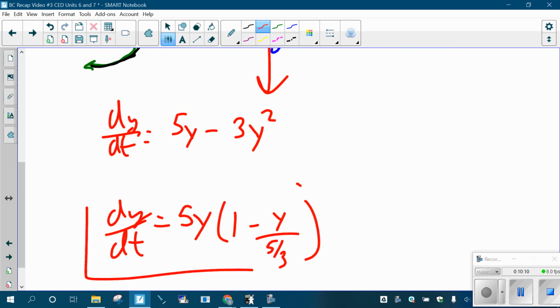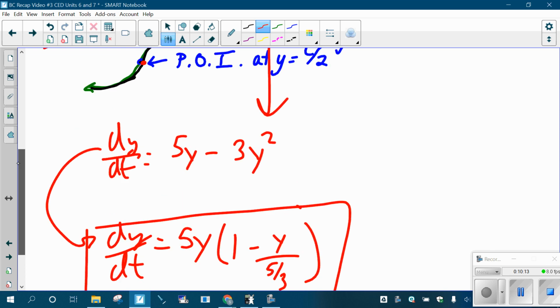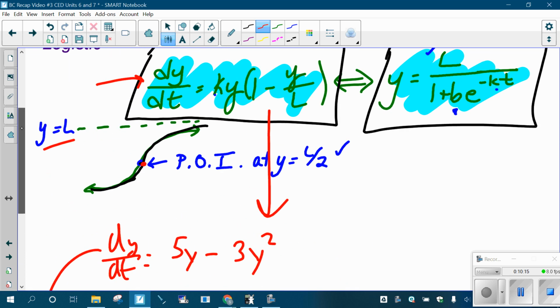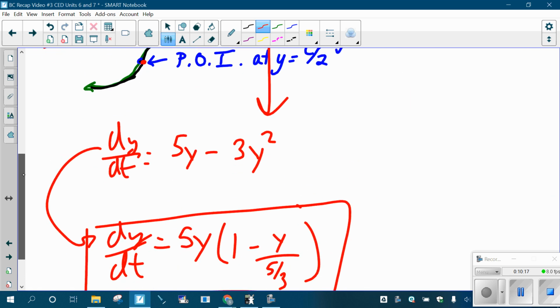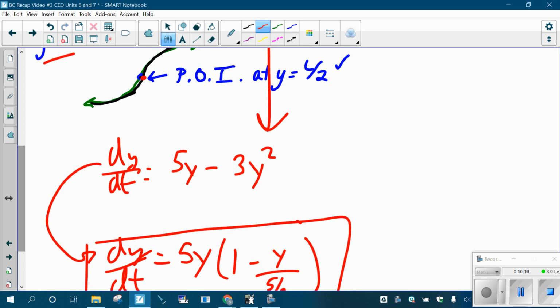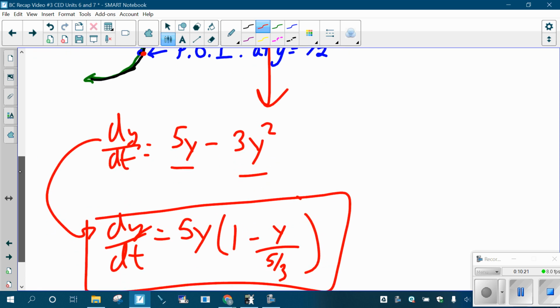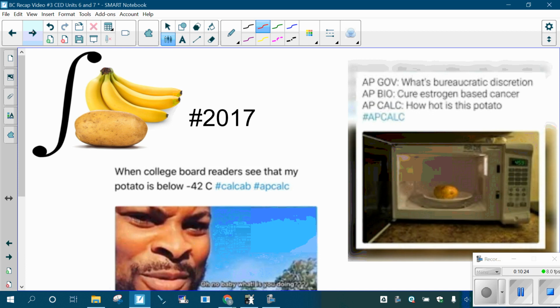So you could do this little GCF in here, and now this looks like this, and you could look at that and say, oh, the carrying capacity is 5/3 and k is 5. Okay, linear part, quadratic part. Okay. Alrighty.